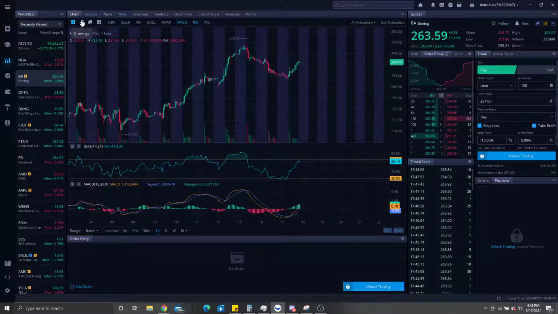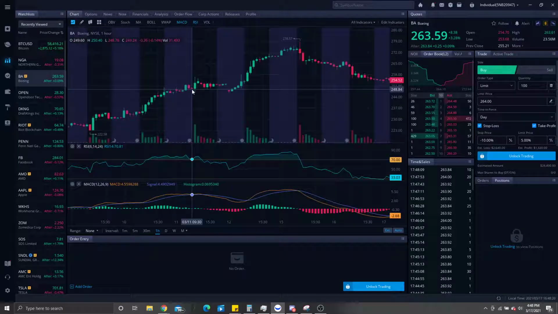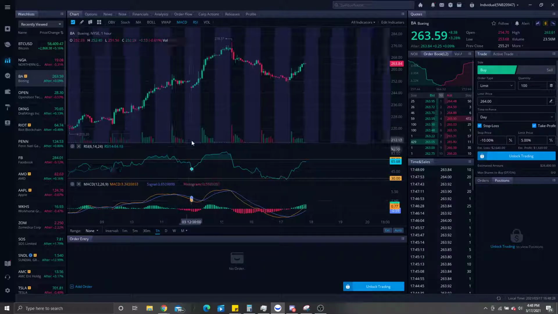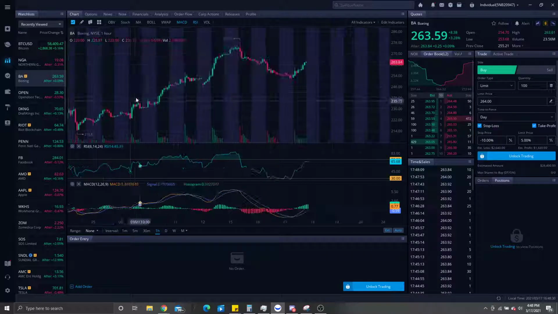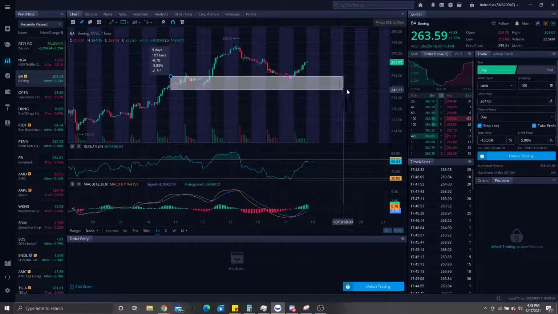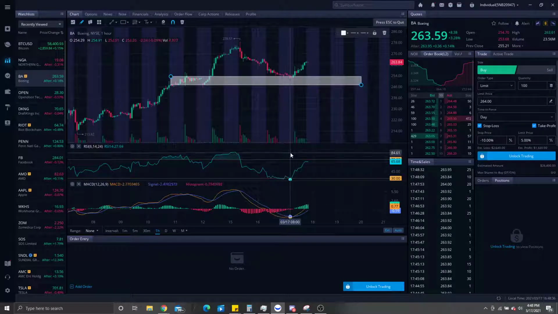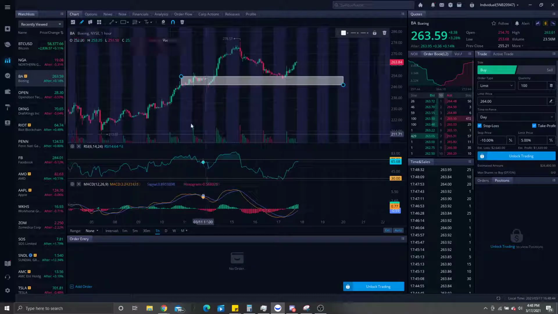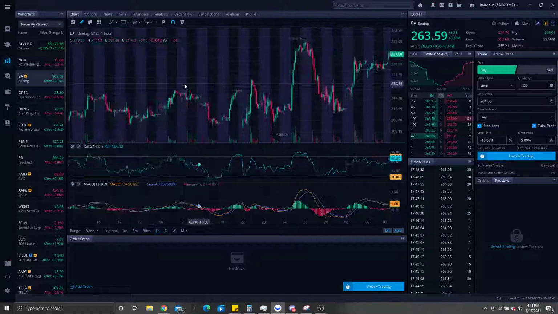MACD is a very good indicator of momentum, especially this histogram part. It's a very, very good indicator of momentum. I'm just going to draw some stuff real quick. See here. That actually, MACD gives you a perfect signal there. But most of the time, you get a late signal.